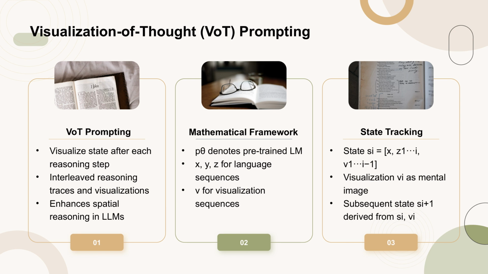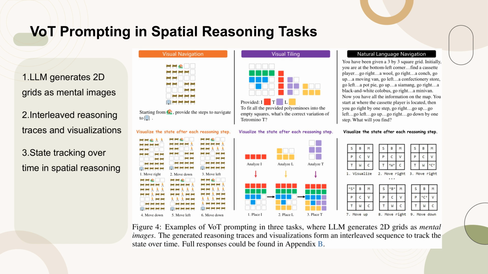Figure 4 illustrates examples of visualization of thought, VOT, prompting in 3 distinct tasks. In these tasks, the large language model, LLM, generates 2D grids to serve as mental images. These grids are created to visualize the state after each reasoning step, forming an interleaved sequence of reasoning traces and visualizations. This approach allows for the tracking of the state over time, enhancing the model's spatial reasoning capabilities. Full responses and additional details can be found in Appendix B.